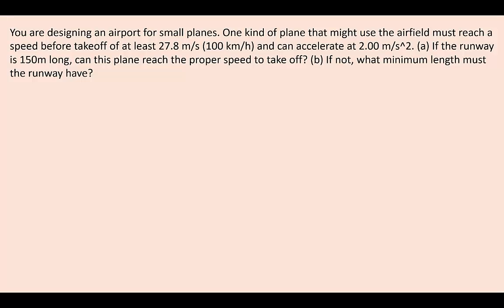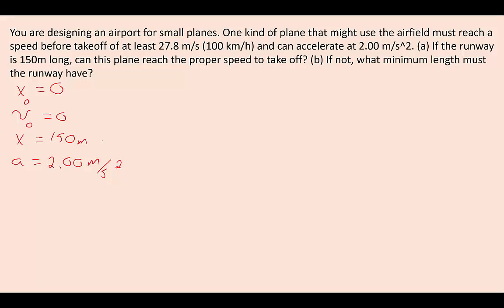Well, let's first look at what we know. We know that x naught is 0. We know that it's going to start at rest, so v naught is 0. We know its final length that it can travel is 150 meters. And we also know that it can accelerate at a rate of 2 meters per second squared. It's always good, remember, to write down what you know and what you don't know, because as you are going along through this, some of these problems we're going to be doing get fairly complicated, so you want to keep that in mind. And so the question is, can we reach the proper speed for takeoff?